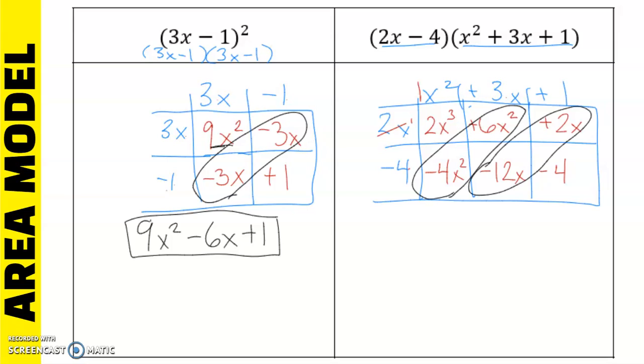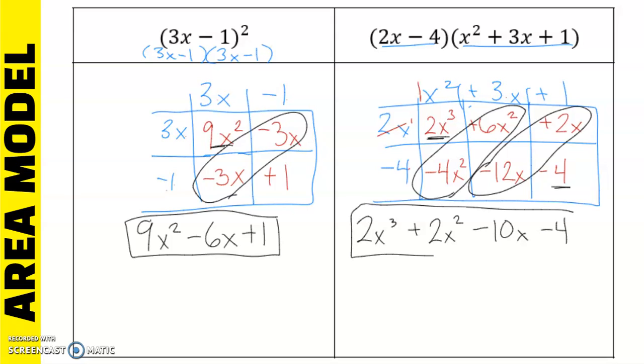All right, combine like terms. Look, my x squareds are diagonal, my x's are diagonal. Kind of cool. We could still go left until we get to the bottom right. So I have 2x cubed, that's the only x cubed here. 6x squared minus 4x squared is going to be positive 2x squared. Negative 12x plus 2x is going to be negative 10x. Then I have the minus 4, and there is my product. There's no more like terms. Remember, like terms, same variable, same exponent. That's as far as I can go. So that's the area model for multiplying polynomials.